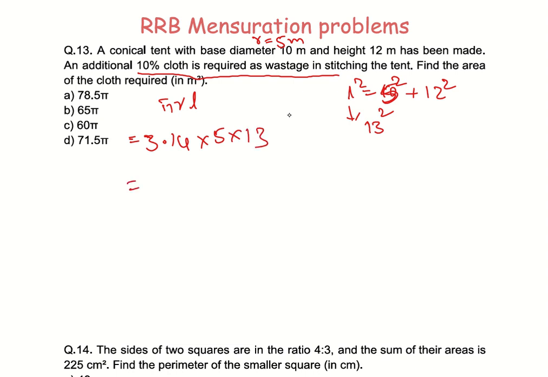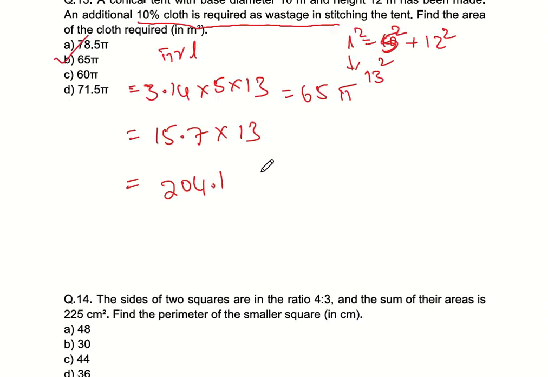So we can multiply. But the options are given in terms of pi only, with pi as it is. 13 fives are 65, so 65 pi is the answer. B is our answer. Very easy to find.